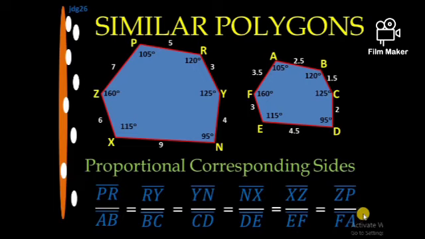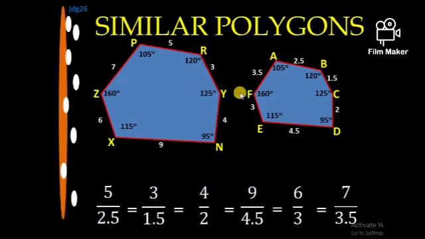Now, let us consider the measure of each sides. Palitan natin ng measure ang bawat sides na nilagay natin kanina. Okay, so segment PR is equals to 5 over segment AB is 2.5. So, ganun ang gawin natin sa lahat. Nagpalit lang po tayo ng measure.